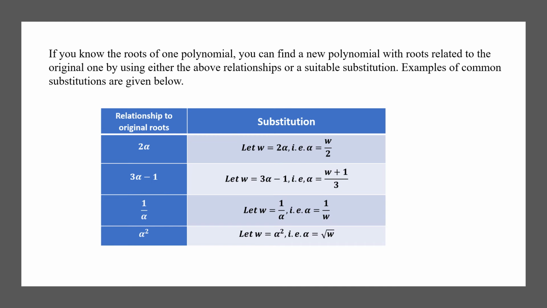The second big idea in this topic is, if we know roots of one polynomial, we can find another polynomial whose roots are related to the original one. So in this table, you are given some common relationships that could be asked in a question. So the relationship between the new root and the original root is 2 times. So you got w is equal to 2 alpha, and therefore you can make the substitution alpha is equal to w by 2. The same thing, 3 alpha minus 1, then you make this substitution right here, and so on.